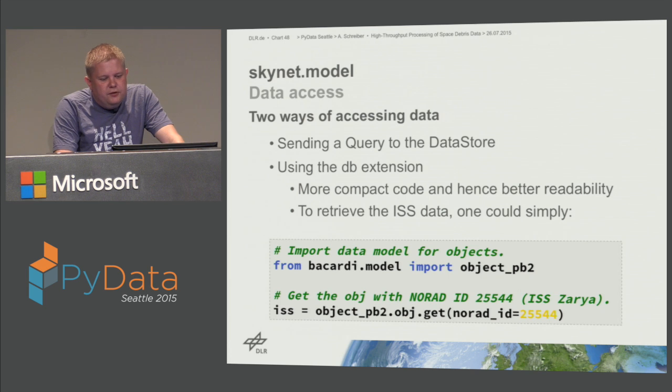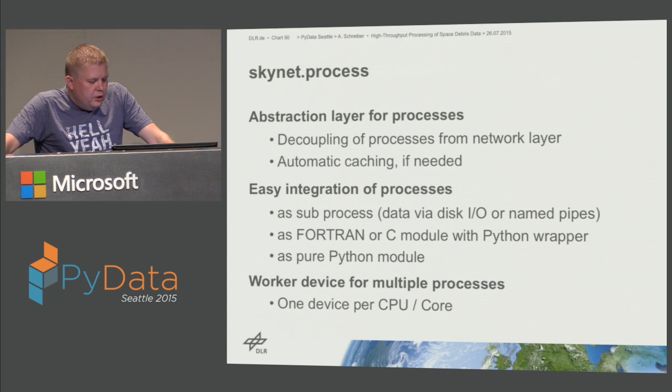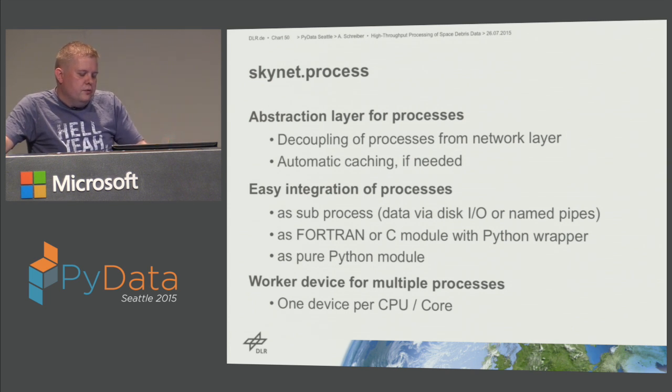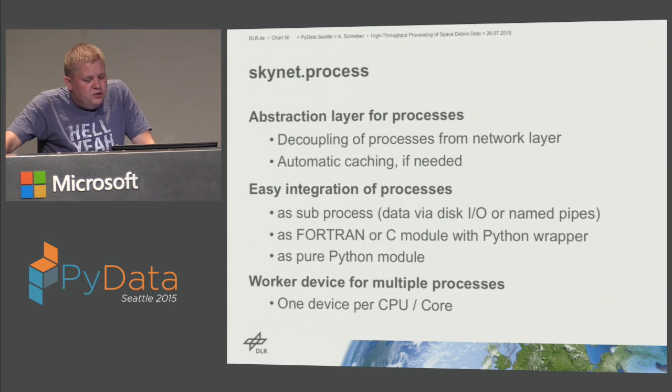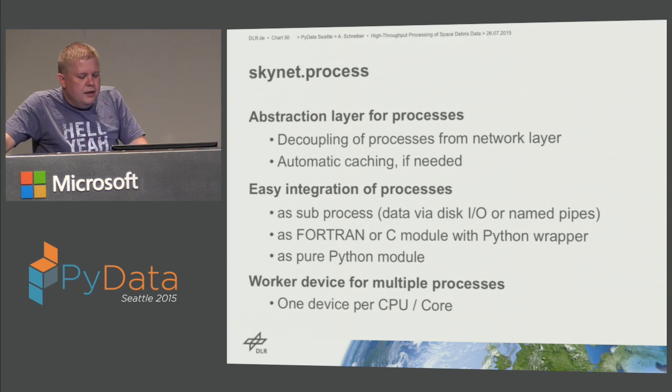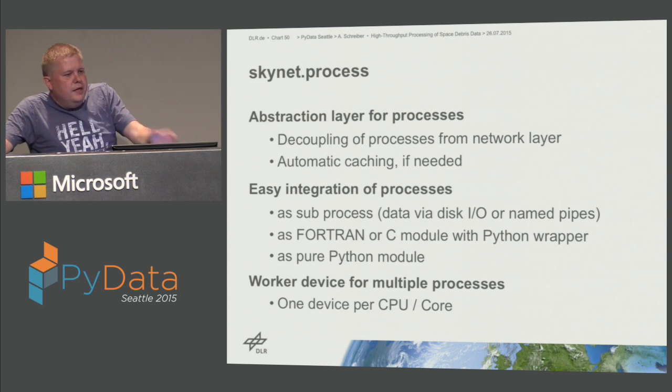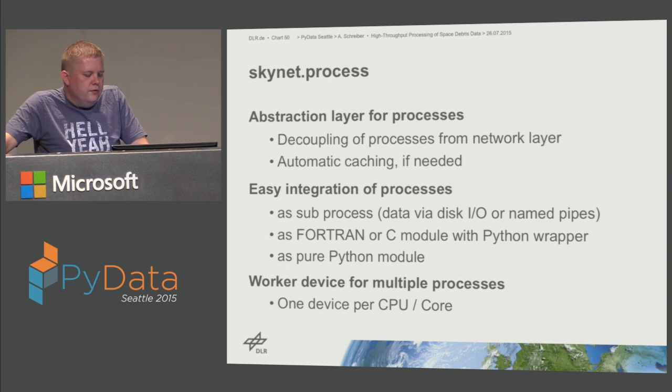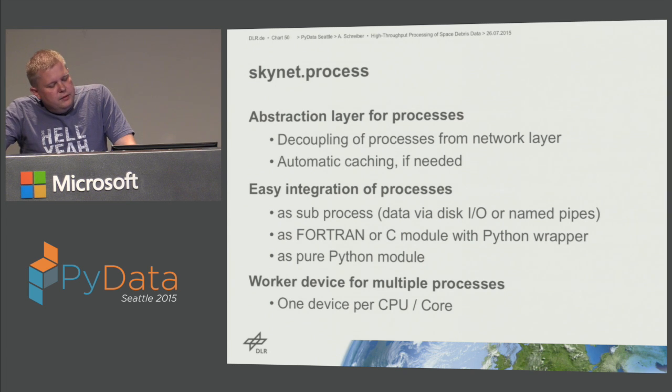So the next part of Skynet is the process layer. This is an abstraction layer for the processes. As I said, Fortran codes or Python codes, or actually some of them are C codes. The integration is, I think, classical. We can do subprocesses with I/O via files or disk I/O or named pipes. Or we can wrap Fortran or C with Python to import it as a Python code, or we can write pure Python modules. And using that, we also support multiple processes, where we put one process on a single core or a single CPU. I'm not going into detail on this side.